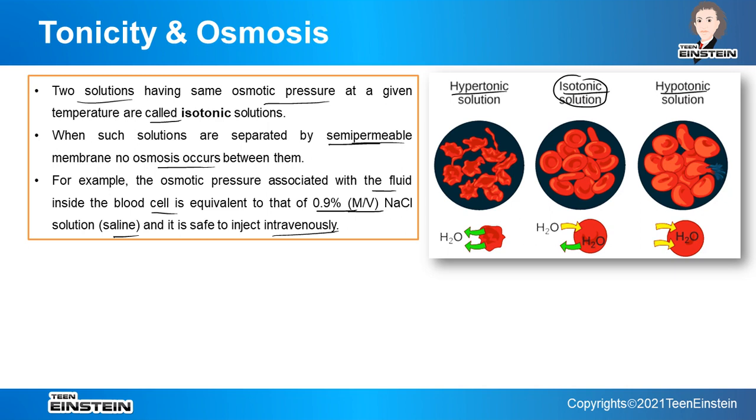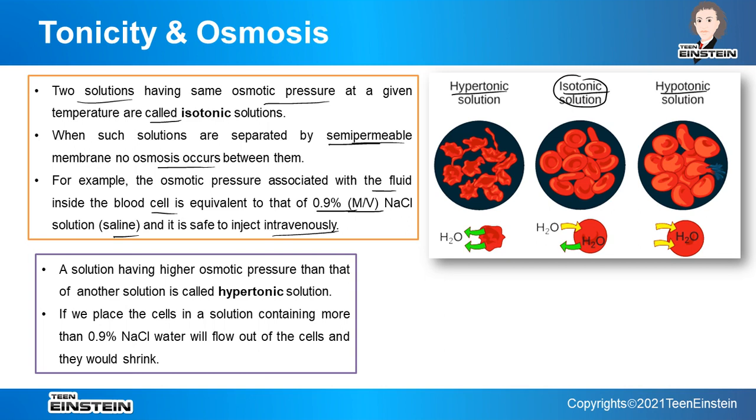Now the next process, hypertonic. A solution having higher osmotic pressure than that of another solution is known as hypertonic. Now again we have taken the same cells, and we have kept them in water that is more concentrated compared to 0.9% NaCl water, because only 0.9% M by V NaCl water has an equivalent osmotic pressure. But if you are now keeping them in a higher concentration compared to this value, then what will happen?